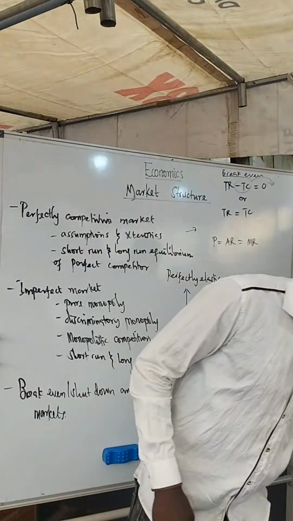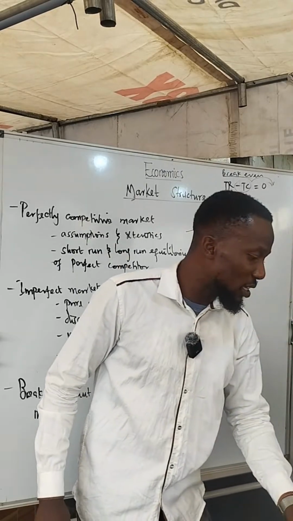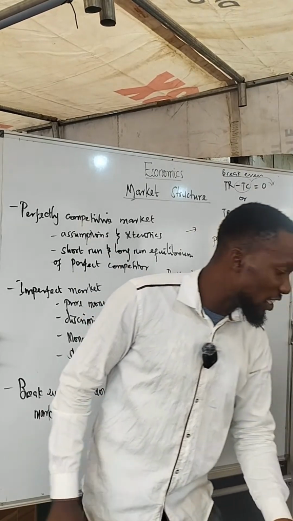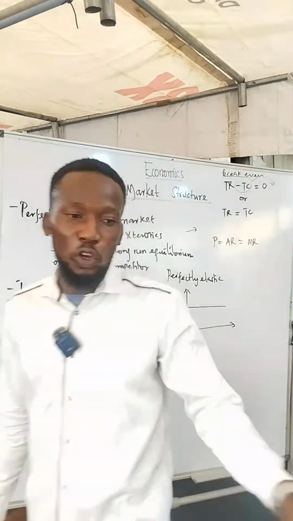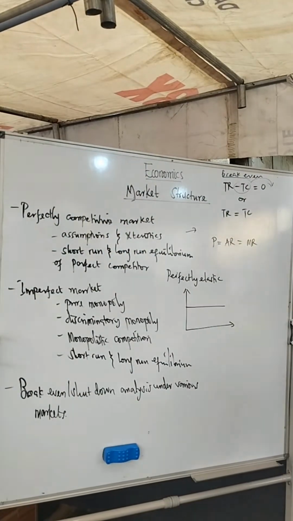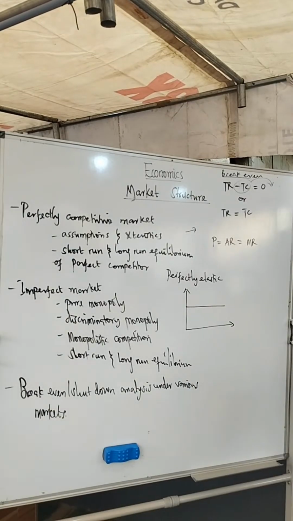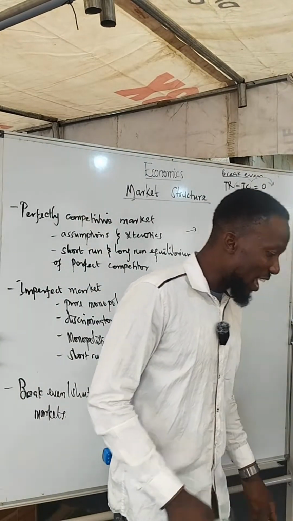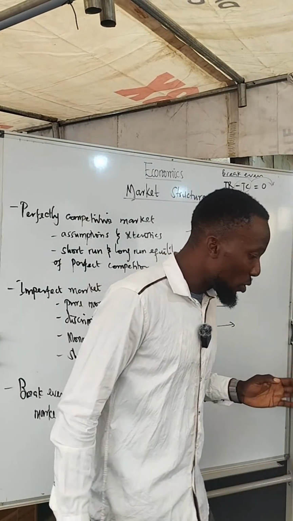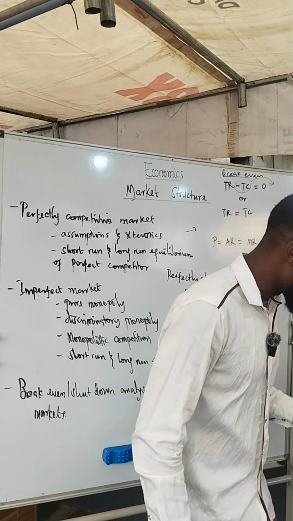Let us move to what we have here. There is freedom of entry and exit, homogeneous goods, perfect knowledge, a large number of buyers and sellers, and absence of artificial restriction. Add that to the conditions. There is absence of artificial restriction. So in a perfect market, there is absence of restriction.